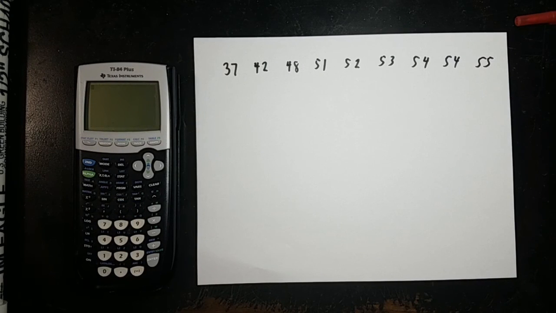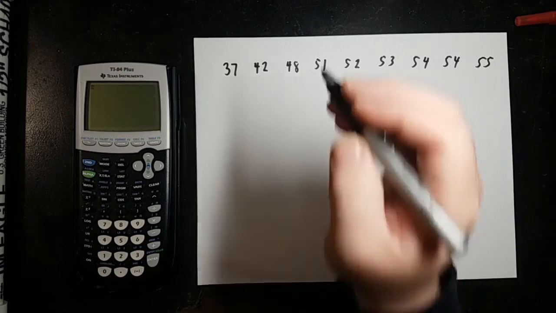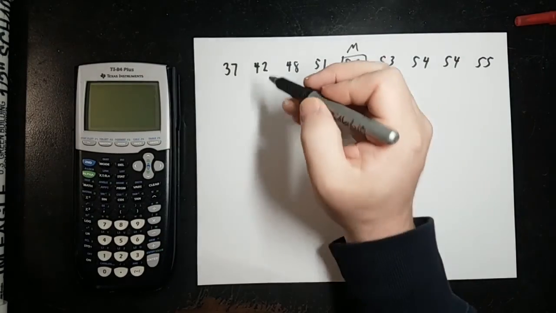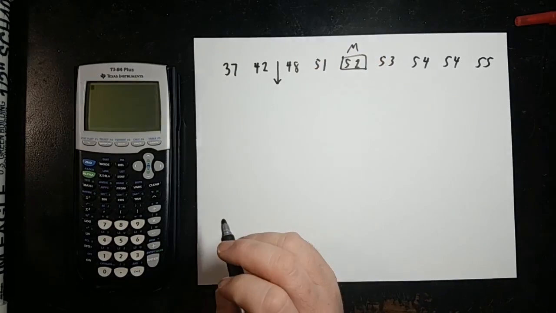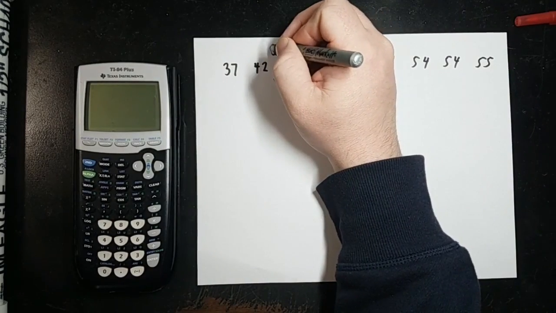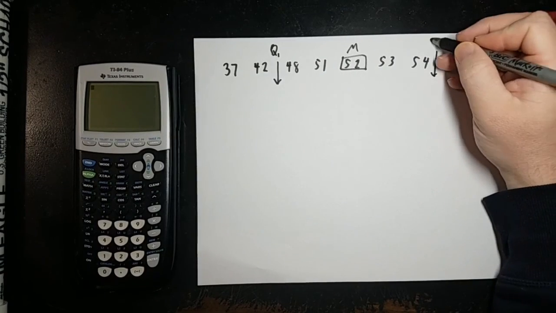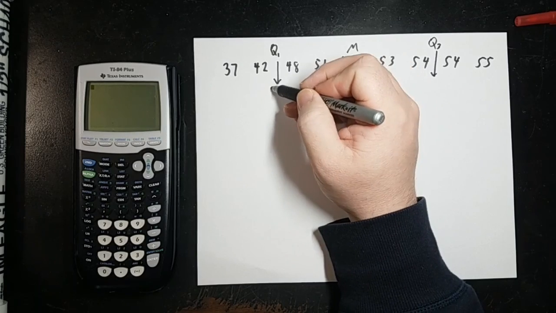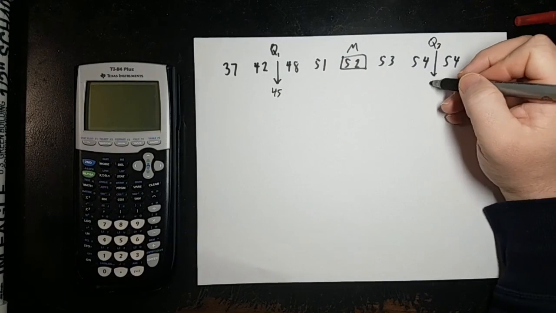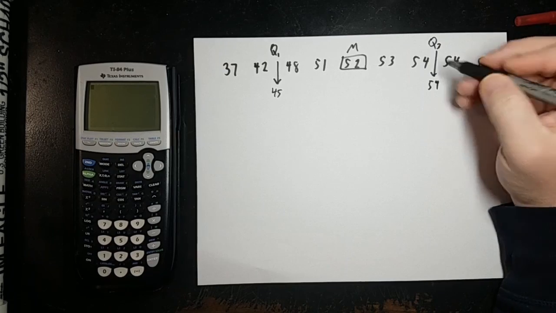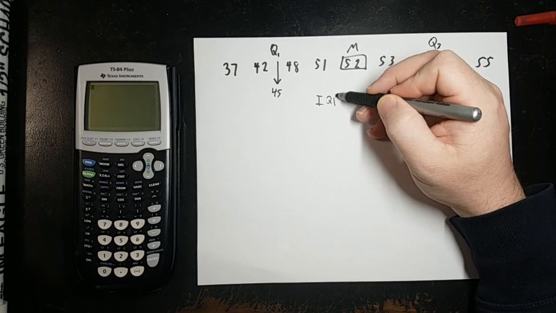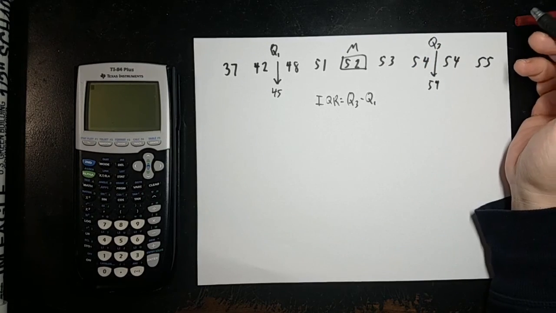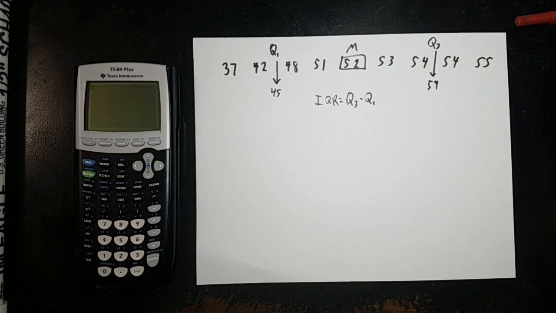For this problem, here's our data set. There are 9 data points. The exact middle data point is your median, and then the middle of the left side would be your Q1. The middle of your right side would be your Q3. Halfway between those 2 points would be 45. Halfway between those 2 points, well, no brainer, 54. If you're finding your IQR, that would just be Q3 minus Q1. So your answer should be 9.